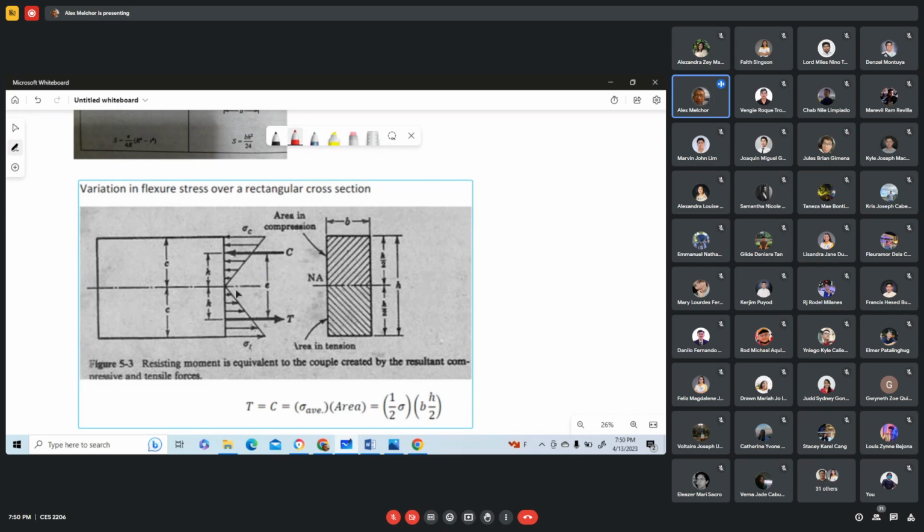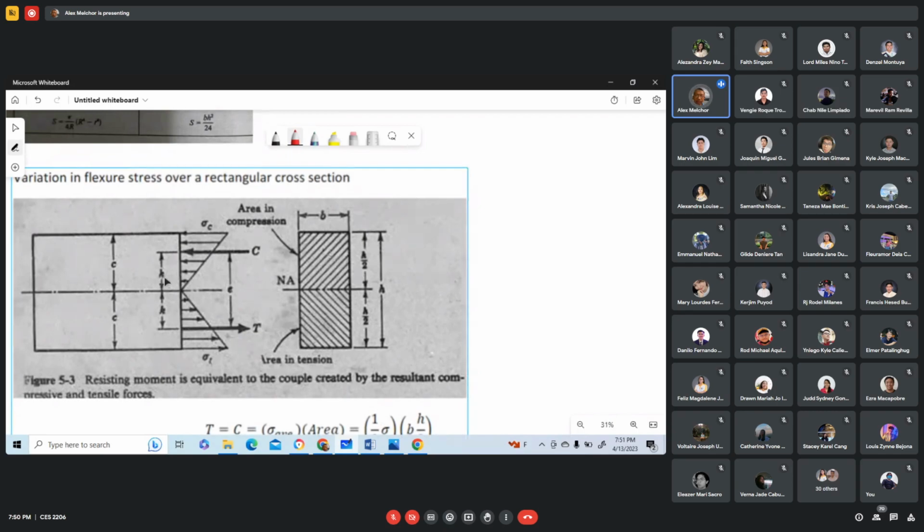Okay. Now the distance from the neutral axis to the centroid of this area is denoted by k, and that k is 2/3 of c. Sorry, this is not h but k. This is k. This one here is also k.